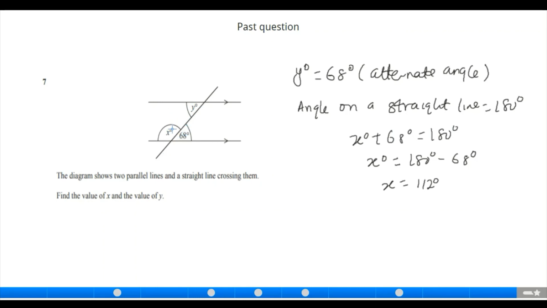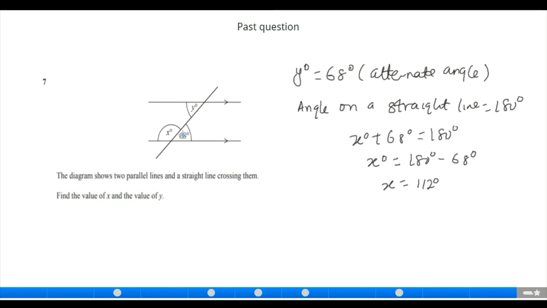Now, after getting y to be 68 degrees, now let's get what x is. Based on the properties of angles on a straight line, we said that the sum of angles on a straight line is what? 180 degrees. So if you look at this, this is an angle on the straight line. And if you look at this as well, this is an angle on the straight line. So we need x and we have 68 degrees. So the sum of that angle is what? The sum of that angle is 180 degrees.